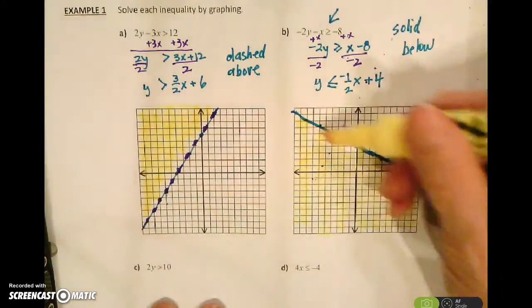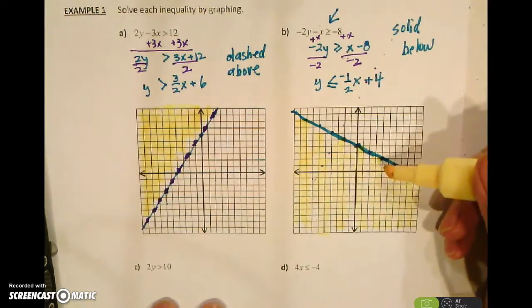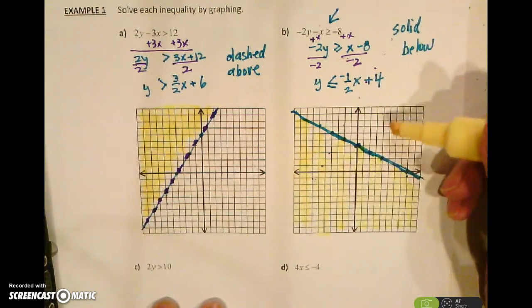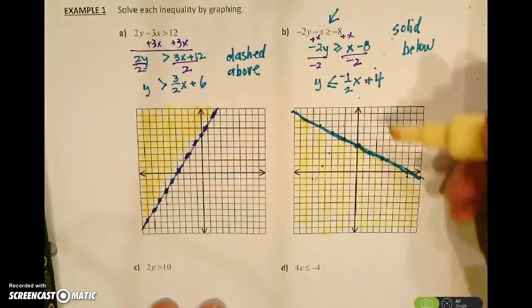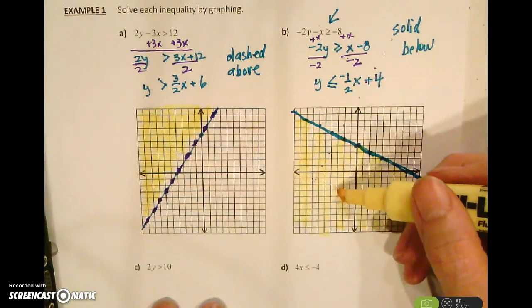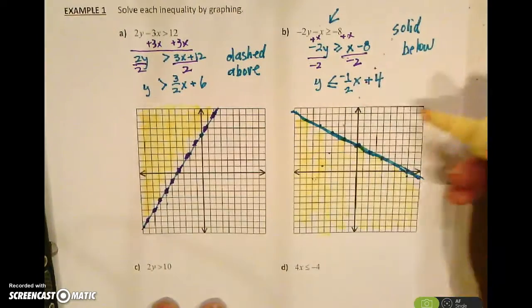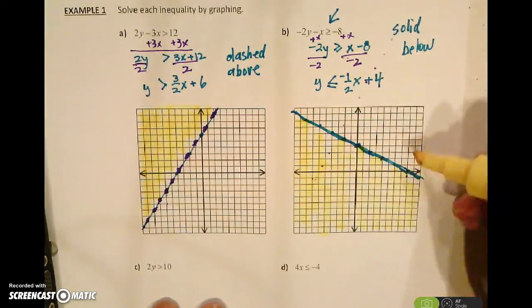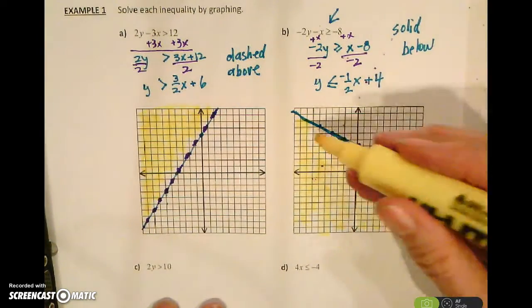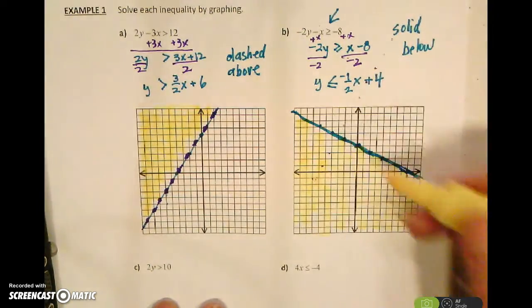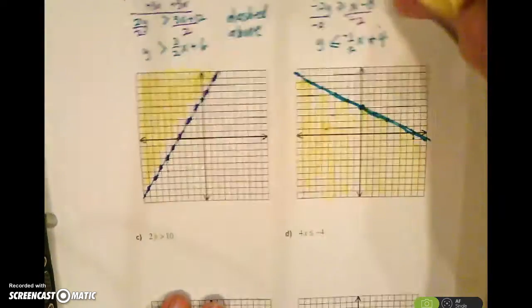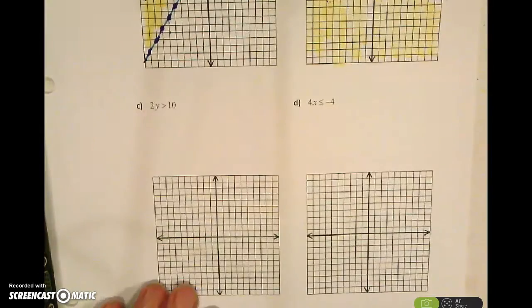So this is my boundary line. It splits the plane into 2 separate sections: the line itself, a section above, and a section below. The section below are all solutions, and in the section above, none of the points up there will be a solution. The line itself is also a solution in this particular one. So then let's look at C.